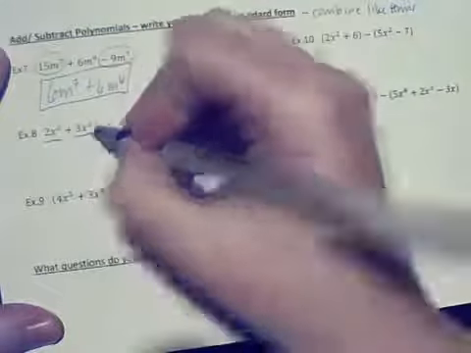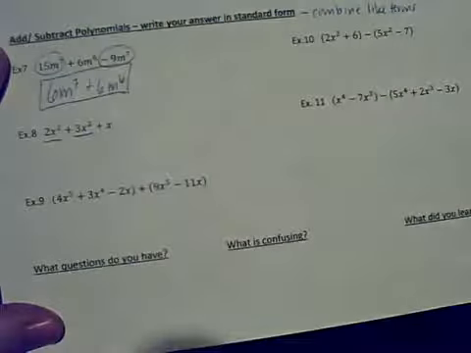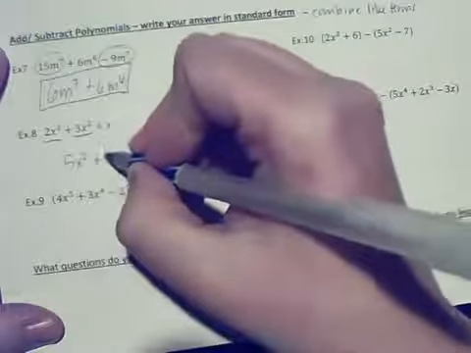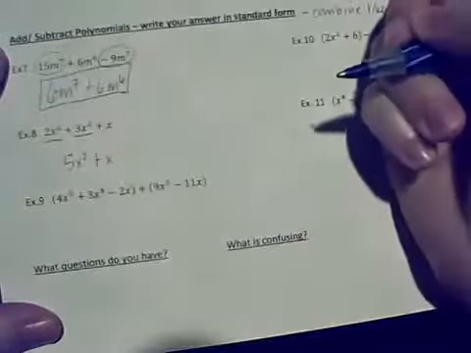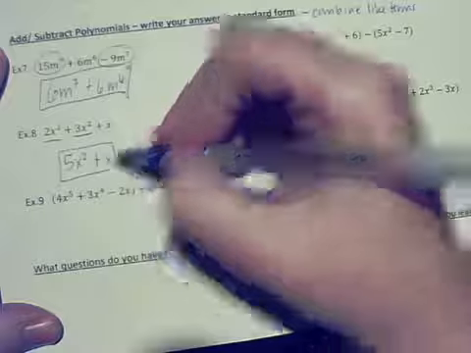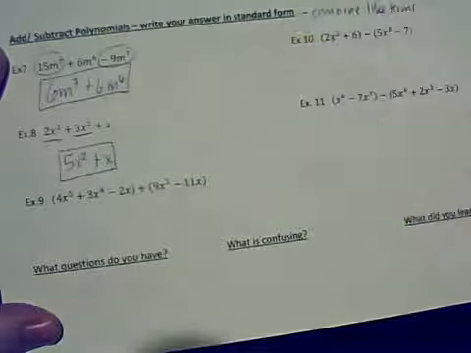Alright, example 8. We look and see what like terms do I have. I have the 2x squared and the 3x squared. So 2x squared plus 3x squared is 5x squared. And then plus that x. And nothing can be combined further.